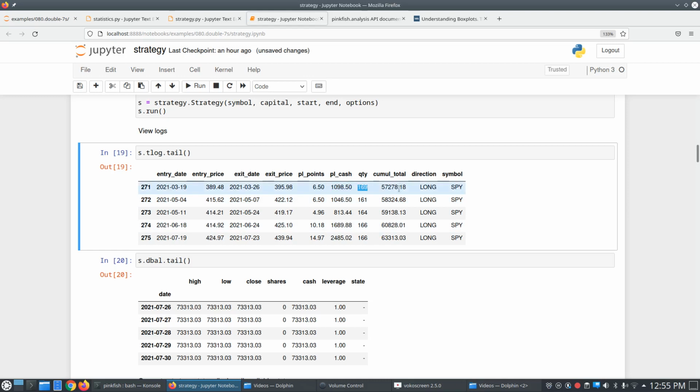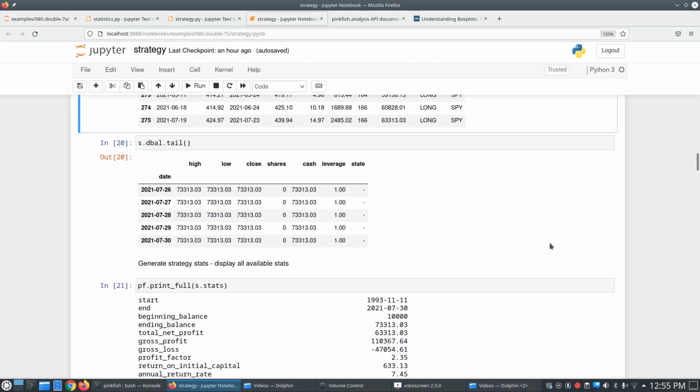And then you can see our cumulative total is moving up because these trades all happened this year and they were all successful. They all made money. So that's why our cumulative total keeps moving forward.